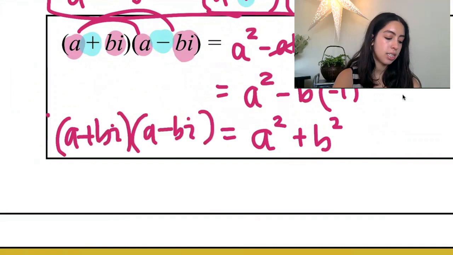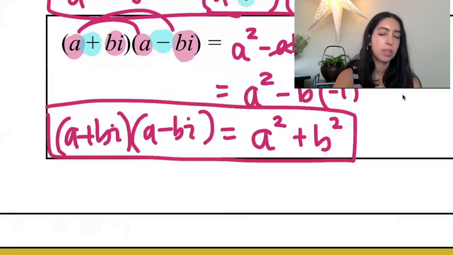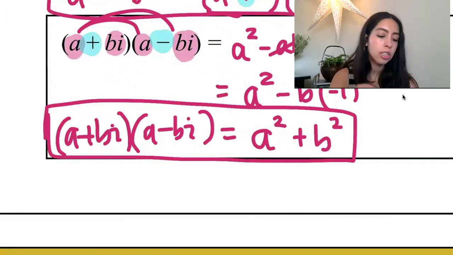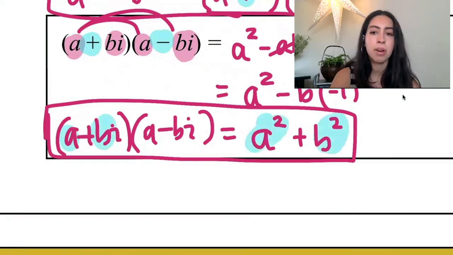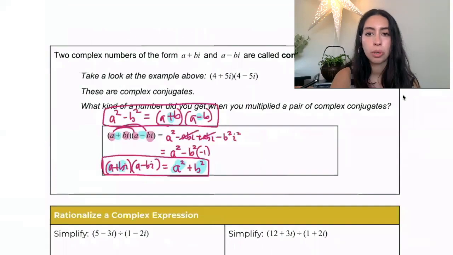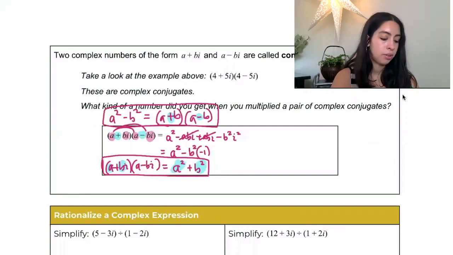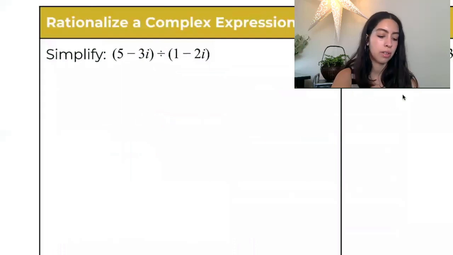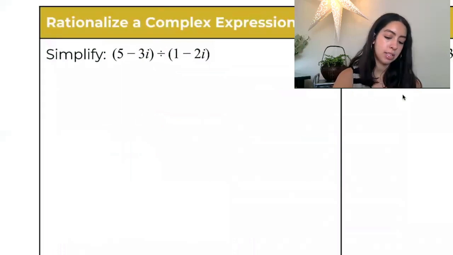And it tells us that anytime you multiply complex conjugates, all you need to do is look at the a and the b of the complex conjugates and take the sum of its squares. And then together, that's going to give you a real number. Now, let's look at an example for division. We have 5 minus 3i.